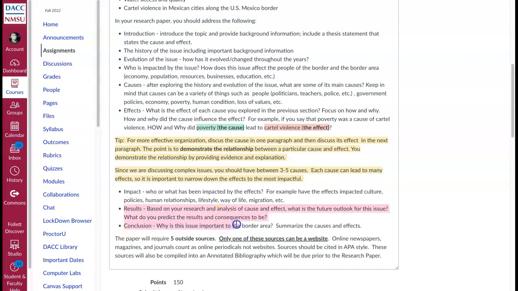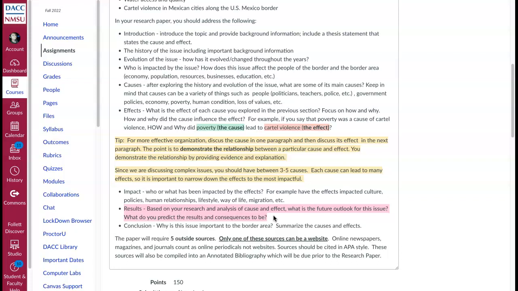Then after you've discussed the impact, you want to look at the results. What is the future outlook of this issue? What do you predict the results and consequences to be? Basically, think about it this way: what are these effects going to lead to? Now, we're not looking at whether this is going to solve the issue. You can say the issue will be resolved, but you don't necessarily have to say that. So don't think, oh, I have to find a solution for results.